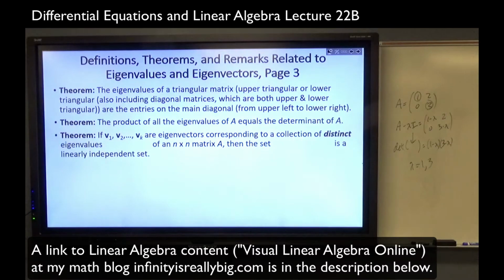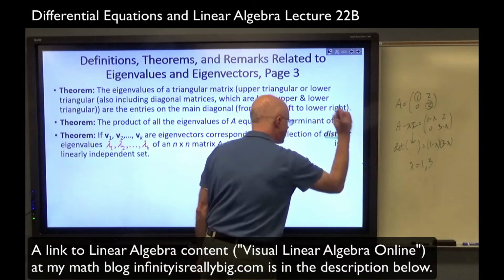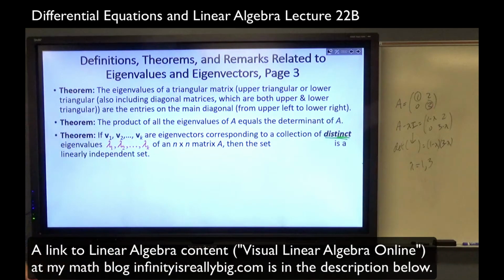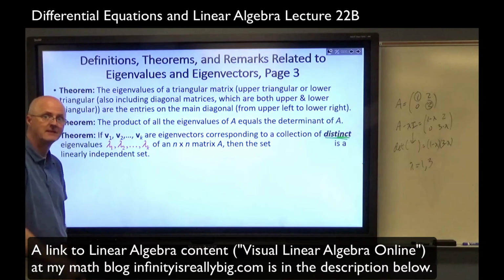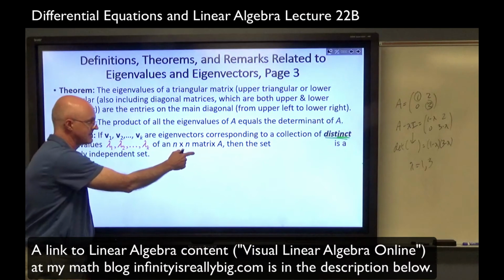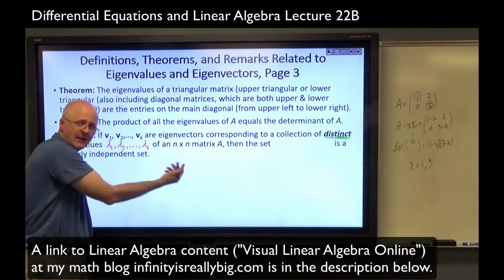Another theorem. If V1 through Vk are eigenvectors corresponding to a collection of distinct eigenvalues, distinct, they have to be all different here. Lambda 1 does not equal lambda 2 or lambda 3, etc. Lambda 2 does not equal any other of these. For an n by n matrix, so I got k of these, A is n by n, k would have to be less than or equal to n.